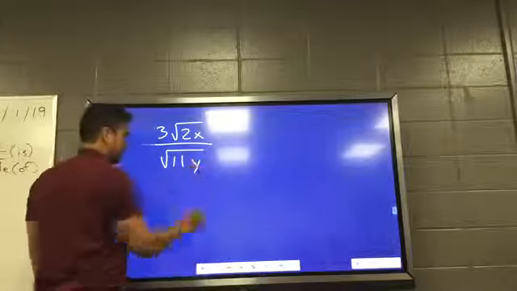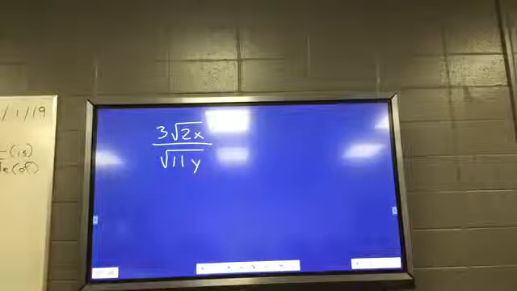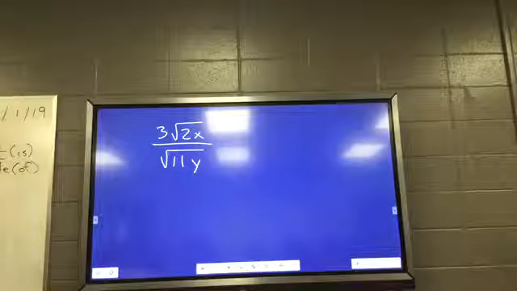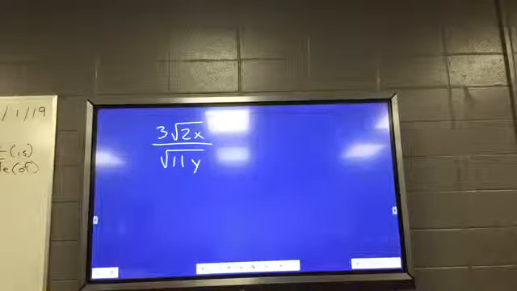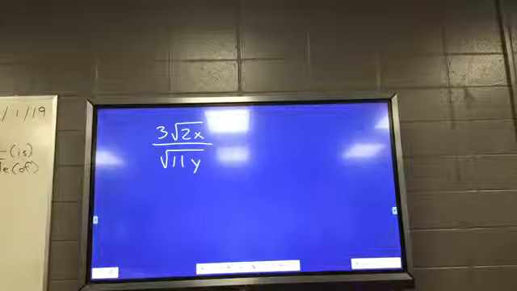3 times the square root of 2x over the square root of 11x. Oh, sorry, 11y. And that does make a big difference. All right, listen to me, guys. This is not simplified. Do you agree with me? Yes. Why? What do you think? What's wrong with it? It doesn't look simplified, but how do I know?